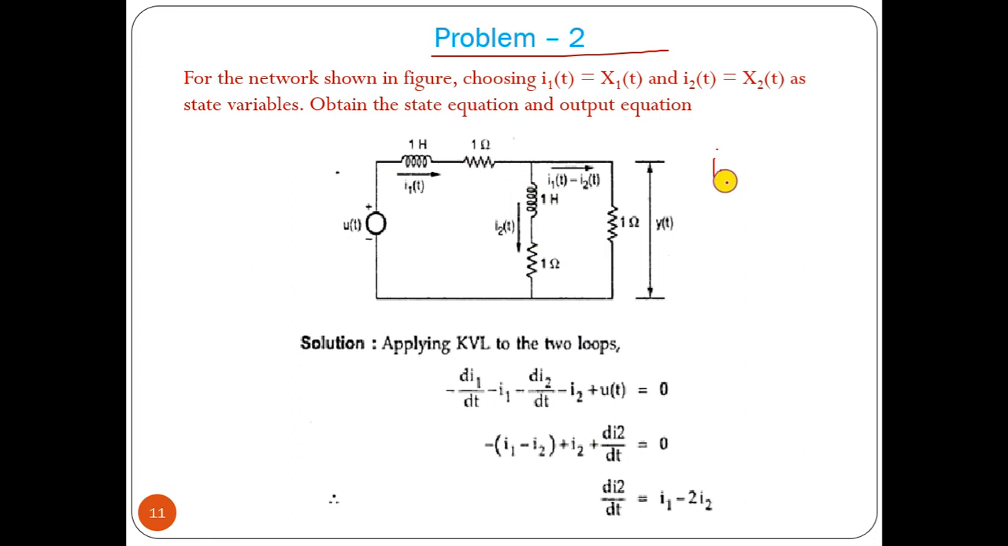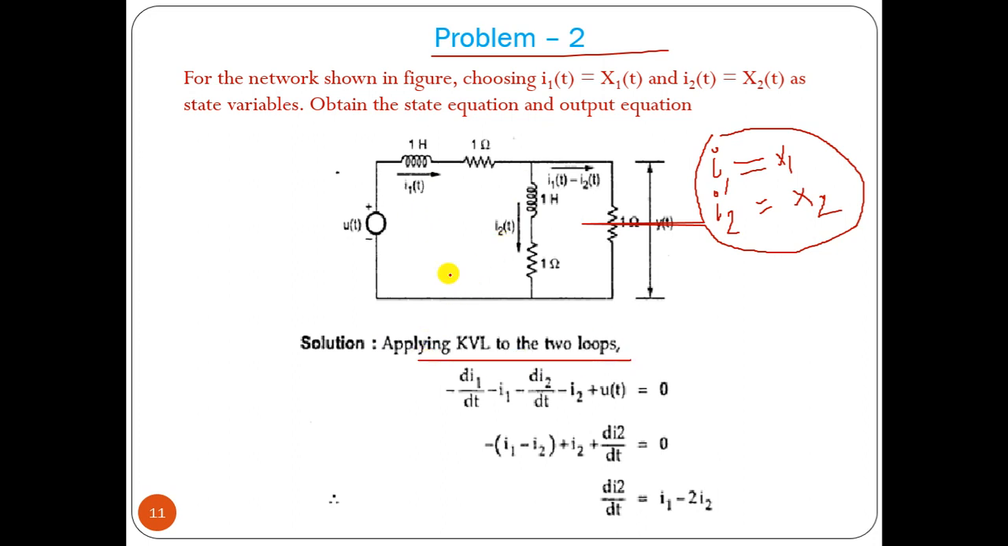So this I1(t) can have an initial value, I2(t) can also have an initial value. So I1 we can consider as state space variable x1, I2 we can consider as x2. So whichever variable of the circuit or the system has an initial value, we can consider as a state space variable, and we can find out the state space model very easily.